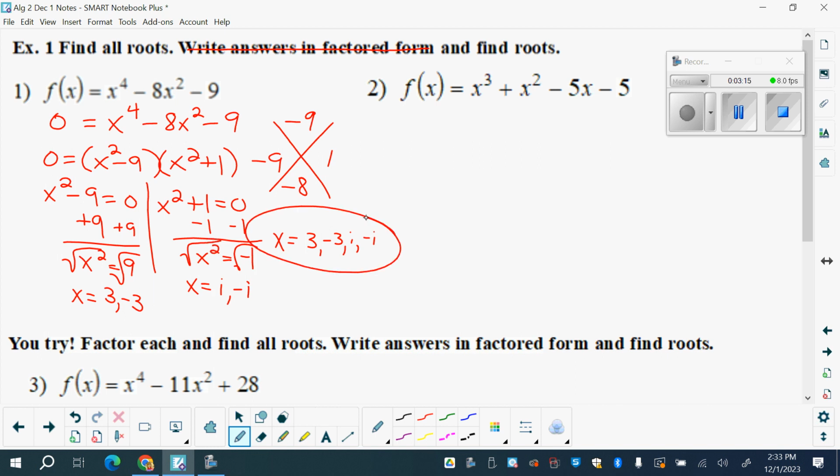How many roots do I have? My answer? 4. What's the degree of the polynomial? 4. So they should match. So that's one way for you to check. Okay, so same thing on this one. First, we're going to set it equal to 0. And how do we solve this one?